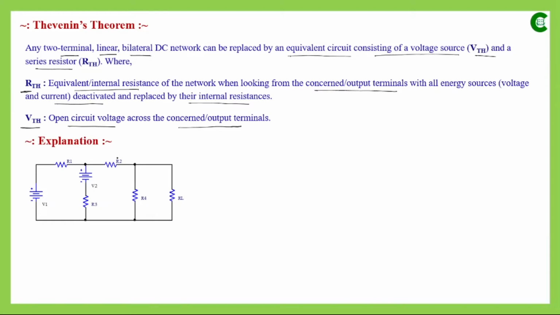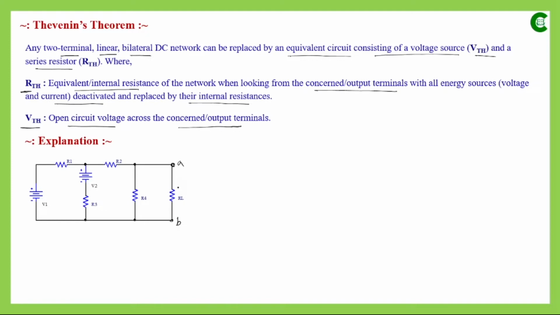Now in this circuit you can see that we have multiple resistors and multiple energy sources. Now suppose these two are our concerned terminals A and B, and across these two terminals this load resistor RL is connected. Now suppose we want to find out how much current is flowing through this resistor, or maybe how much voltage will be dropped across this resistor, then how can we apply Thevenin's theorem to find out that particular value?